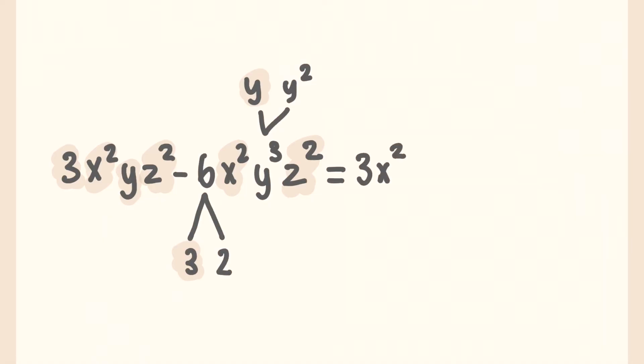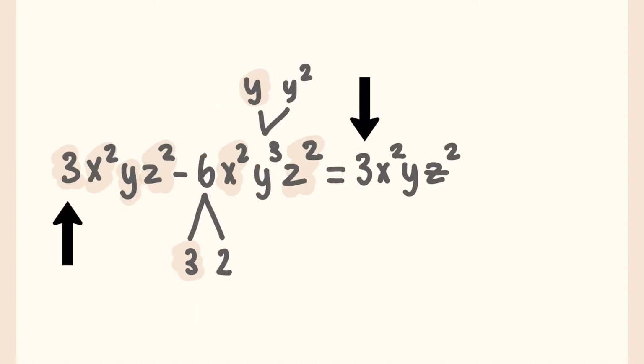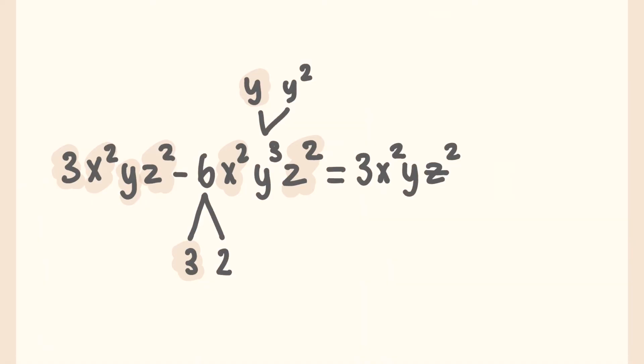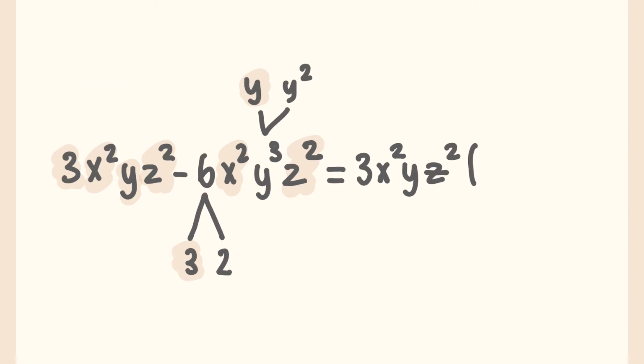Now that we have our common factor as 3x squared y z squared, we can write what's left. So we already took care of the 3, we took care of the x squared, we took care of the y, and we also took care of the z squared. So we took care of the entire first term. What do we do in this case? This is similar to a division problem. If you take this expression and divide it by itself, what do we get? We get 1. So that's what we're going to write down.